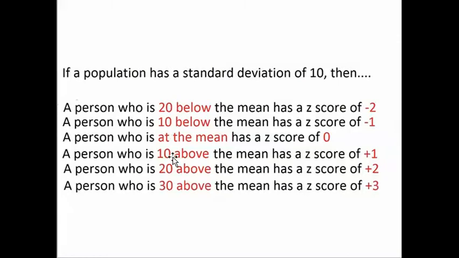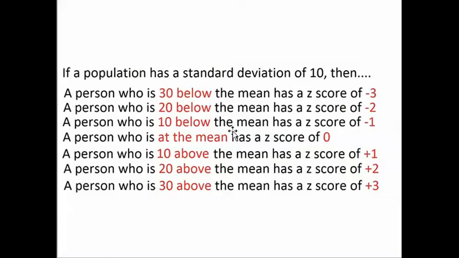Also, a person who's 30 above the mean would be 3 standard deviations above the mean, and this student would have a z-score of +3, and a student who's 30 below the mean would be 3 standard deviations below the mean, so they would have a z-score of -3. So basically, the z-score is just a multiple of the standard deviation.